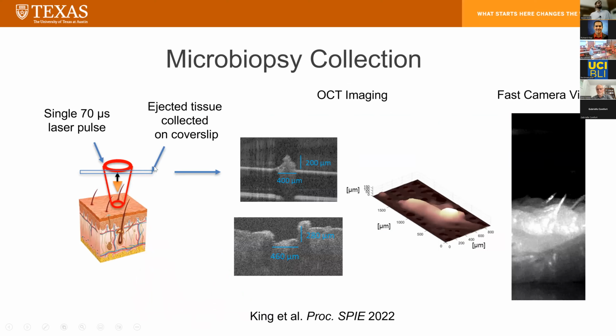We place a thin cover slip above the tissue, which we irradiate through. And then when we cut the tissue, our microbiopsy is ejected and it comes out and lands directly on the cover slip. Here we have an OCT image where you can see the scale of this tissue that we collected. Again, it's on the order of a few hundred microns. And then this is the crater left behind in the tissue. From the OCT images, we can look at the volumes of tissue we remove. And then we use the fast camera to look at the ablation process.